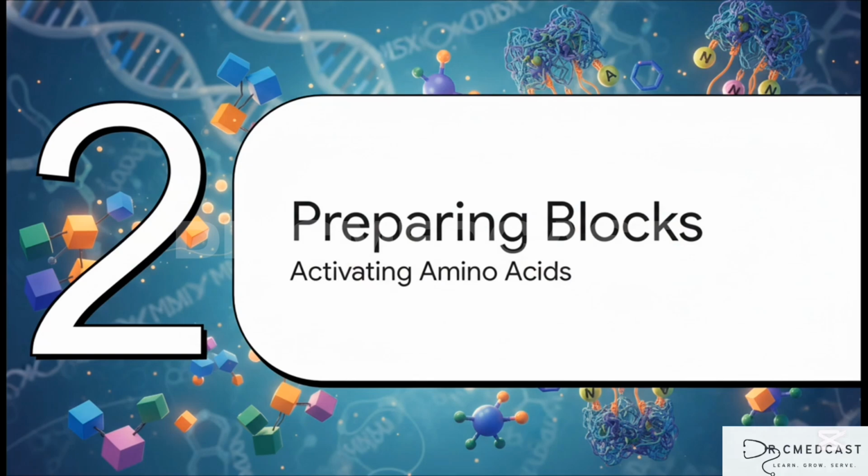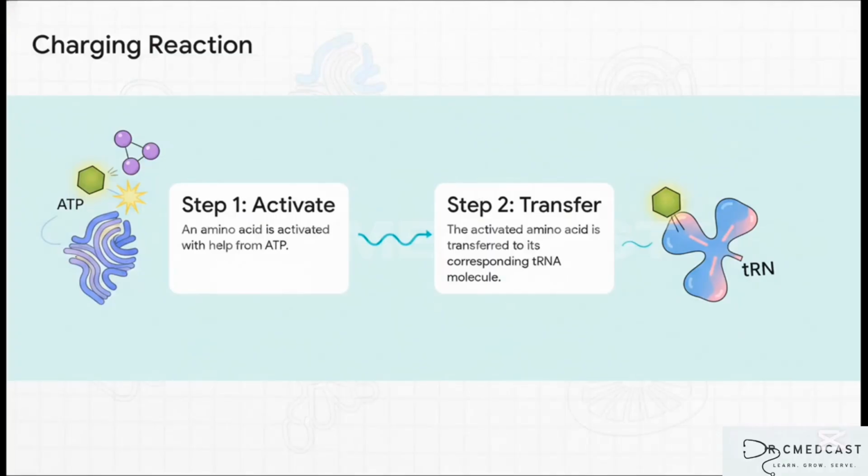Before any construction can even start, the building blocks, the amino acids, have to be correctly prepared. They need to be assigned to their specific delivery vehicles. This crucial first step is the activation phase. This preparation is a 2-step process. First, an amino acid gets a jolt of energy from a molecule you might have heard of, ATP, which is the cell's universal power source.